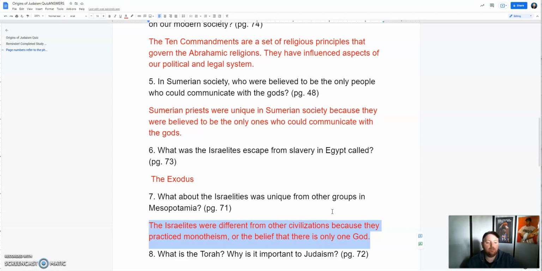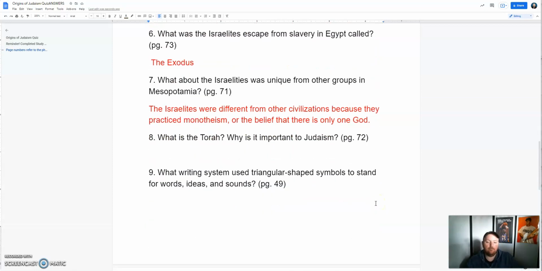They weren't the first monotheistic religion, but it was still uncommon in Mesopotamia. It was still uncommon in ancient times. So yeah, that made them different from all the other civilizations that they really came in contact with.